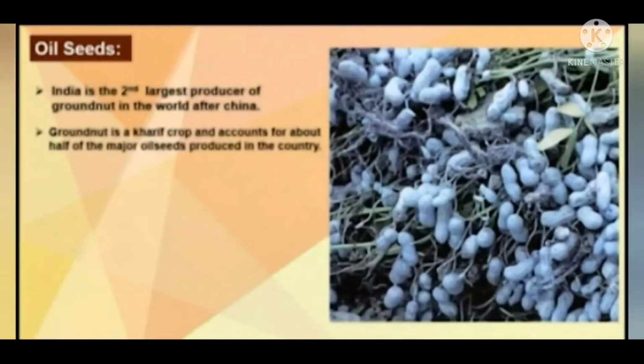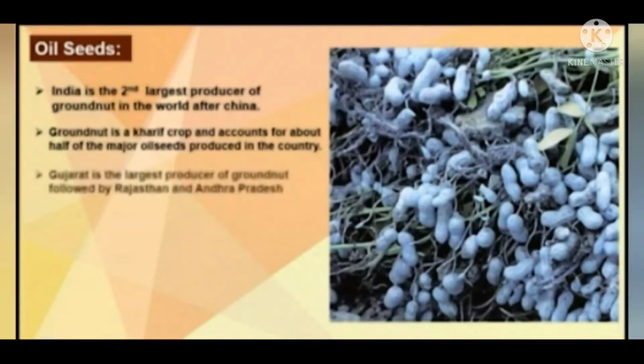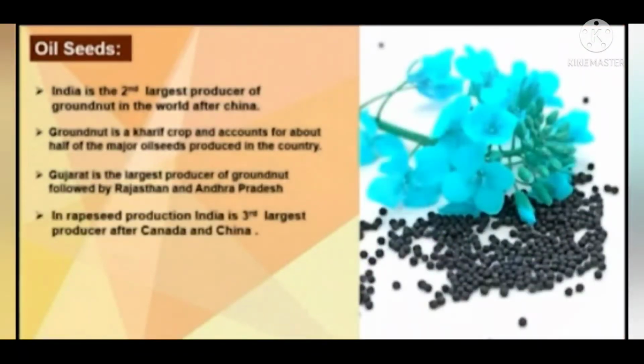Groundnut is a kharif crop and it accounts for about half of the major oilseeds that are produced in the country. Gujarat is the largest producer of groundnuts and it is followed by Rajasthan, Andhra Pradesh. The next crop I will say is rapeseeds. In rapeseed production, India is third largest producer after Canada and China.